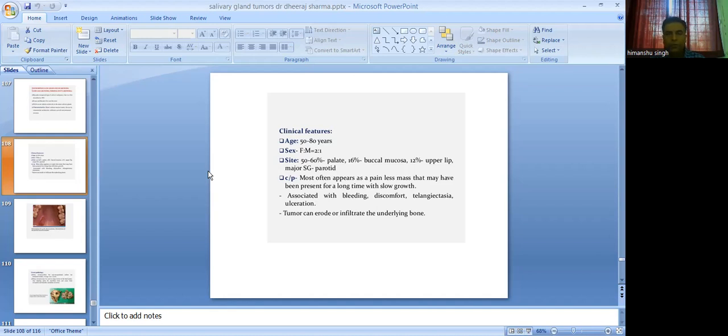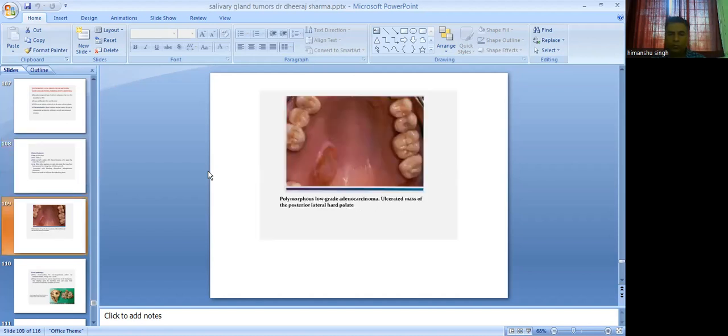Clinical presentation: most often it appears as a painless mass that may have been present for a long time, with slow growth. This may be associated with bleeding, discomfort, telangiectasia, and ulceration. The tumor can erode or infiltrate the underlying bone. As you can see in this photograph, an ulcerated mass on the posterior lateral side of the palate.